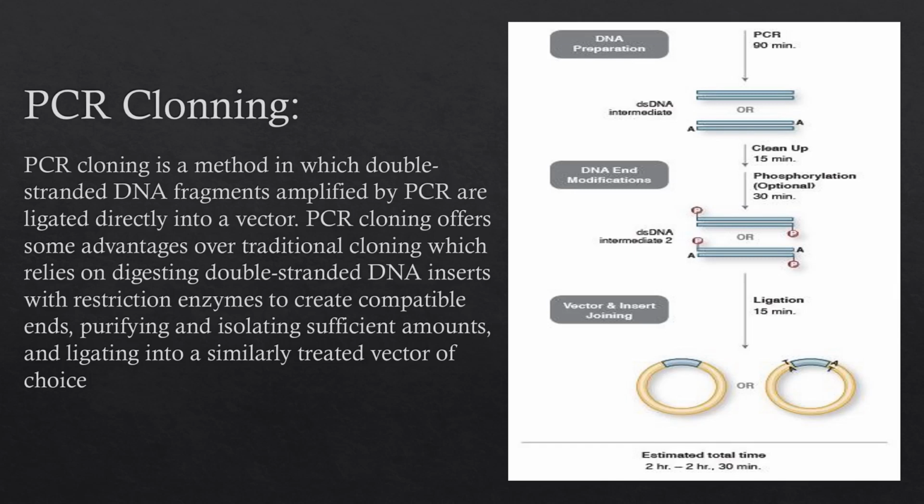Coming to the next one, the PCR cloning method. PCR cloning differs from traditional cloning in that the DNA fragment of interest and even the vector can be amplified by polymerase chain reaction and ligated together without the use of restriction enzymes. PCR cloning is a rapid method of cloning genes. It allows for the cloning of DNA fragments that are not available in large amounts.